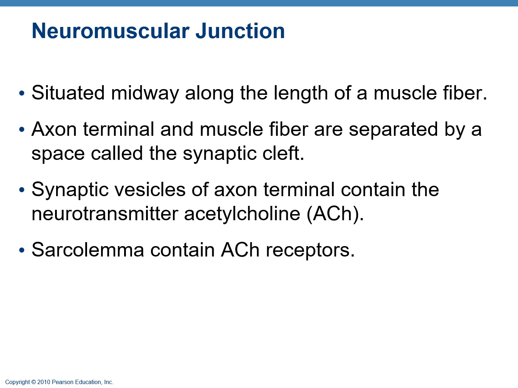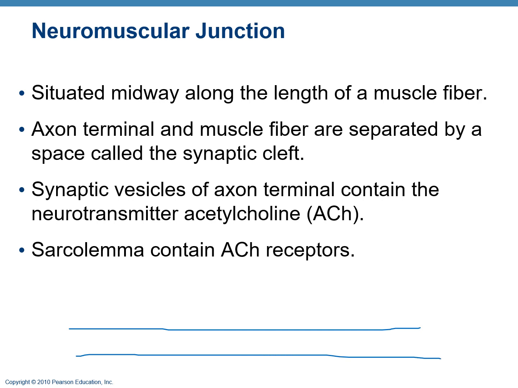Now, where the neuron fires onto a muscle cell is usually midway along the length of the muscle fiber, because if you think about a muscle fiber being this long cylindrical multinucleated cell, we want to fire onto it, so to speak, in the middle so that the impulse can travel in both directions simultaneously, speeding it up.